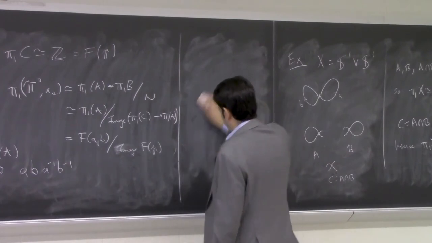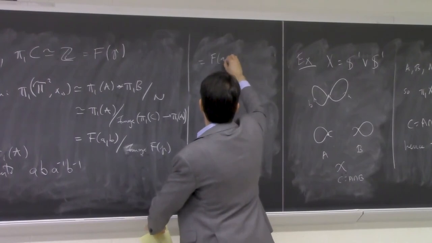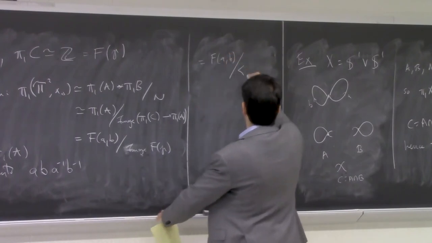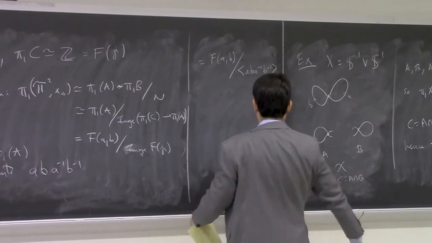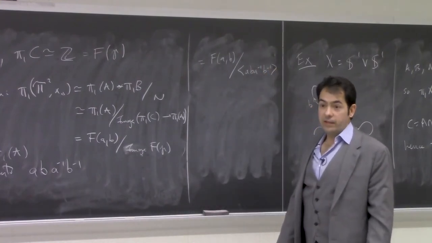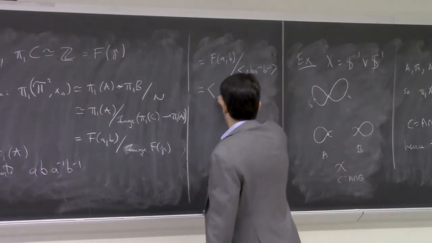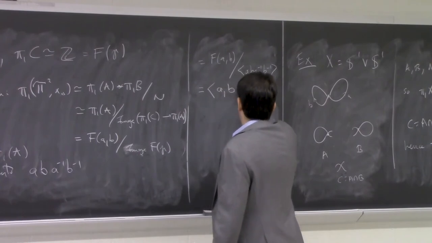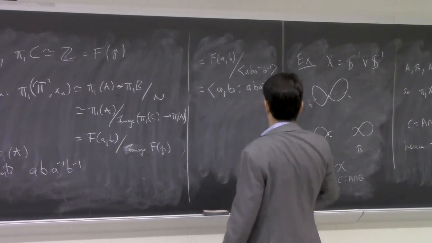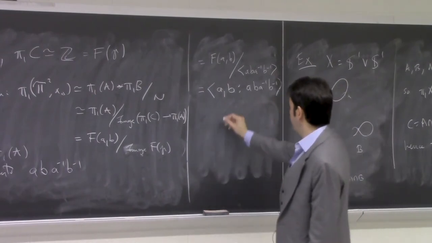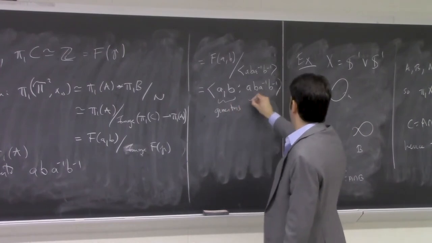All right, so here we have the free group on A, B, and we mod out by the normal subgroup generated by A B A inverse B inverse. Okay, this sort of thing happens a lot, so we have special notation for this. We write the group generated by A, B subject to this relation. Right? So this is common notation. You write the generators, and then you write the relations.